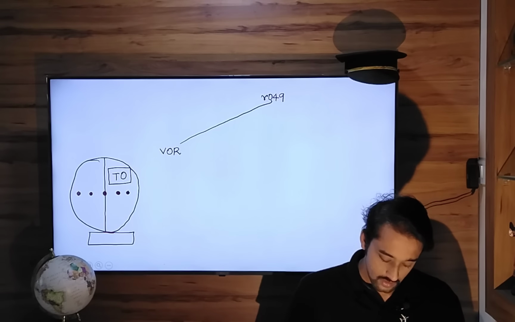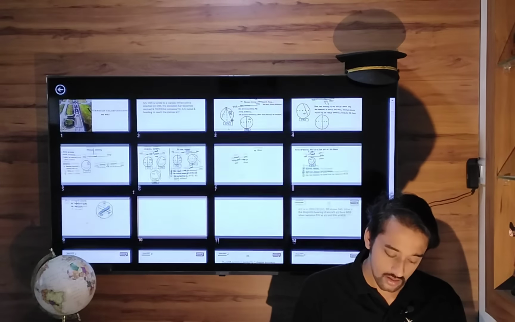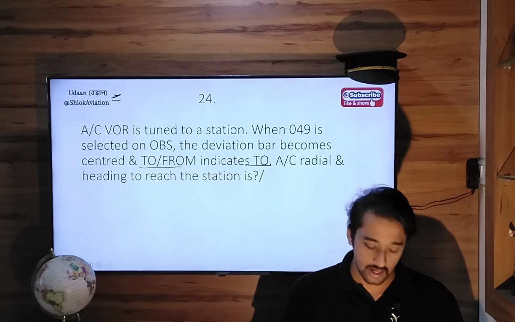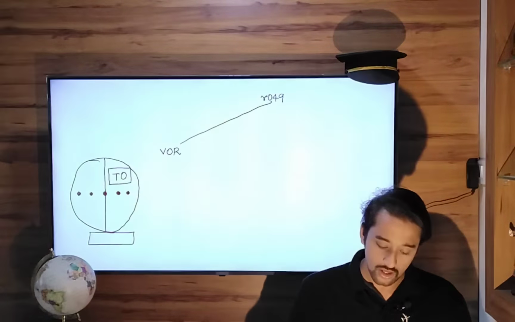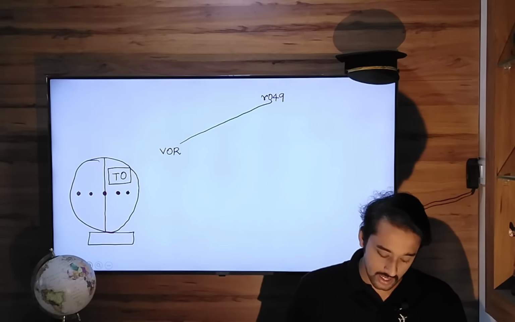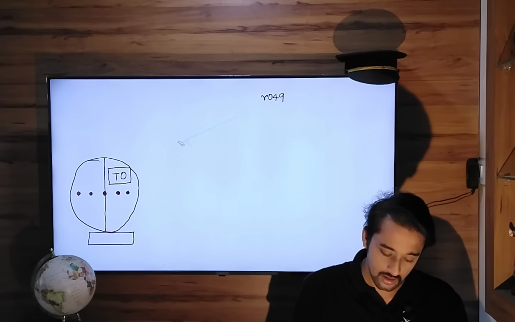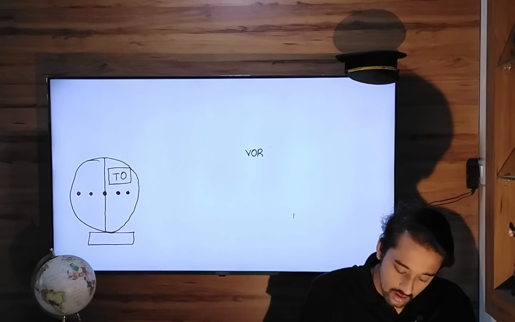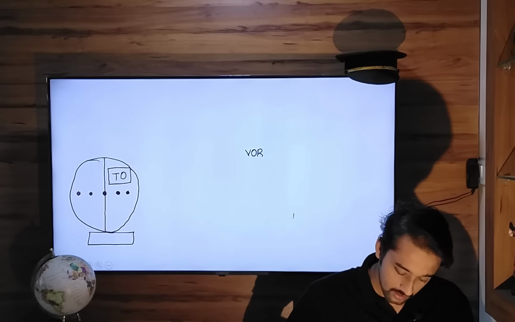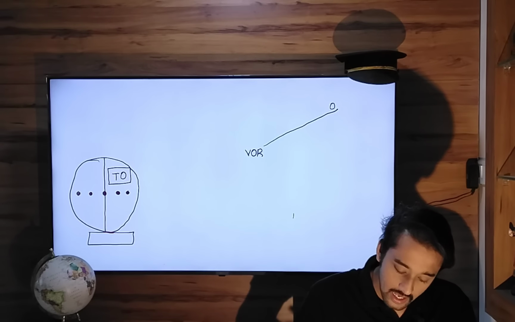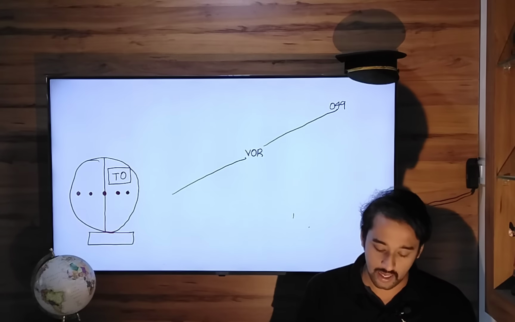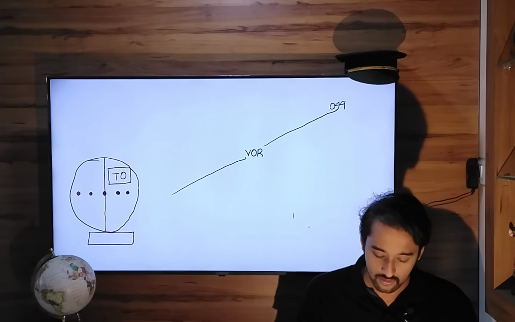So next thing, what is the radial of the aircraft and what heading should the aircraft fly? Very easy. Now you are getting a TO indication. Now there are two possibilities. This is radial 049. The reciprocal of 049 is 180 plus 49, which is 229.